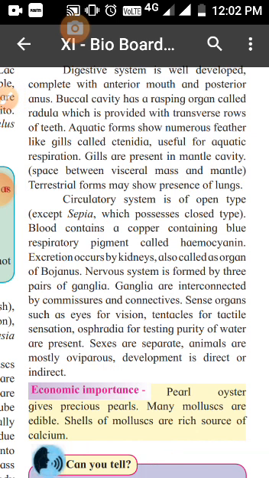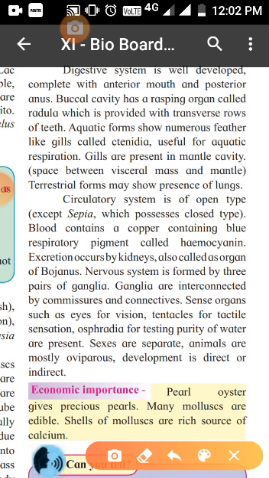What is the quality of the blood we have in this phylum? They are copper-pigmented, or we can say they are blue colored. Why? Because of the presence of a pigment called hemocyanin. When we say our blood is red, it is because we have hemoglobin, right? So this pigment makes the color bluish because their respiratory pigment is hemocyanin.